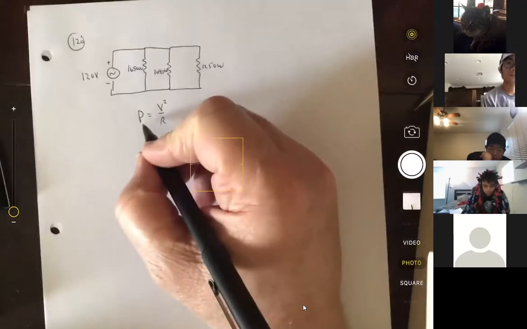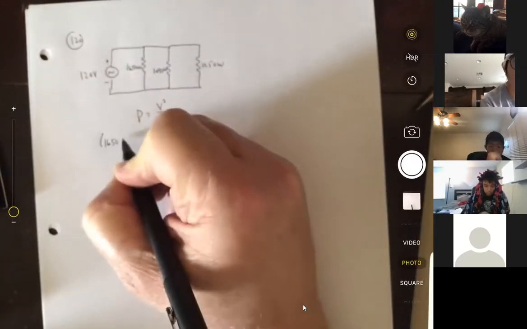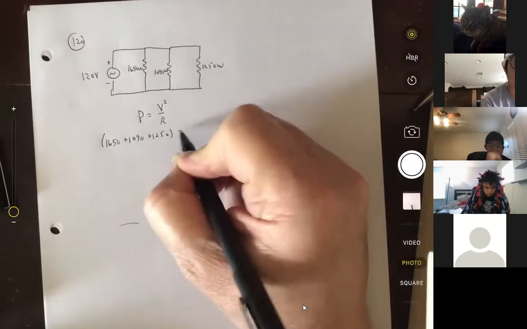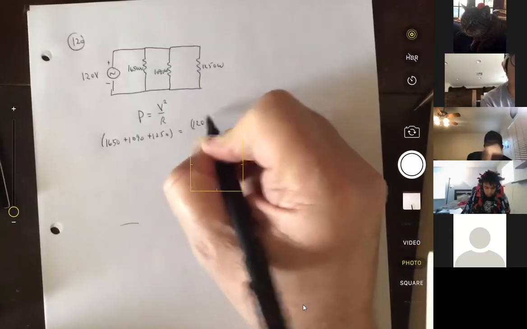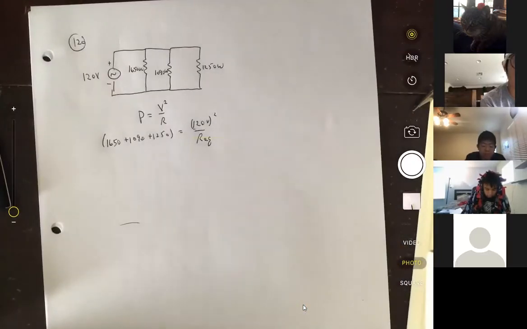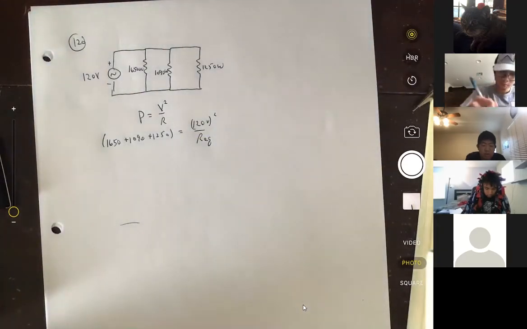And that's going to equal 120 volts squared over the total resistance of the circuit. You see that? I don't have to get the resistance of the three individuals, even though I could, and I'd get the same answer, but I might as well just get the total resistance of the entire circuit. So I end up with 120 squared divided by 1650 plus 1090 plus 1250. Okay, so I get 3.6, an equivalent resistance of 3.6 ohms.